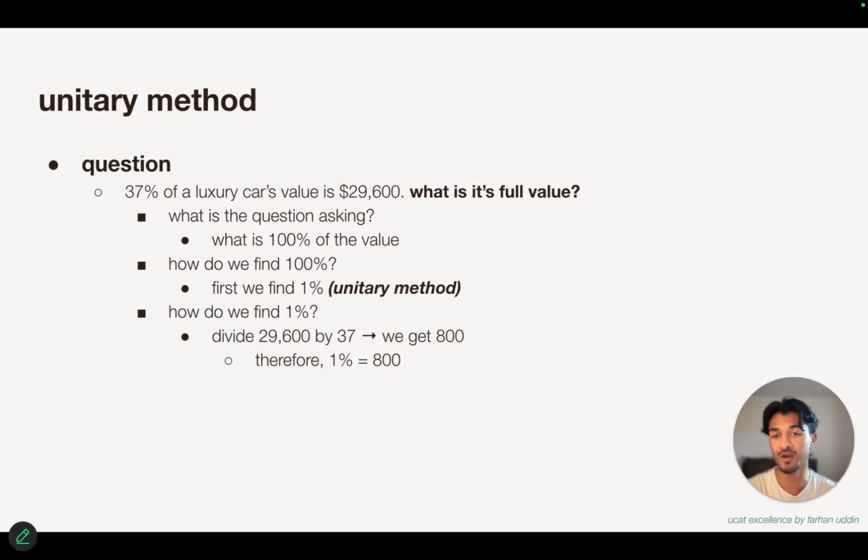So how do we find this 1%? Well, we have the numbers in front of us. 29,600 is 37%. So we divide 29,600 by 37, we get 1%, which ends up being 800. So now that we have 1%, we can find any percent, 45%, 37%, 89%. We can also find 100%. And the way we do that is multiply that 1% by 100. And we end up getting $80,000.